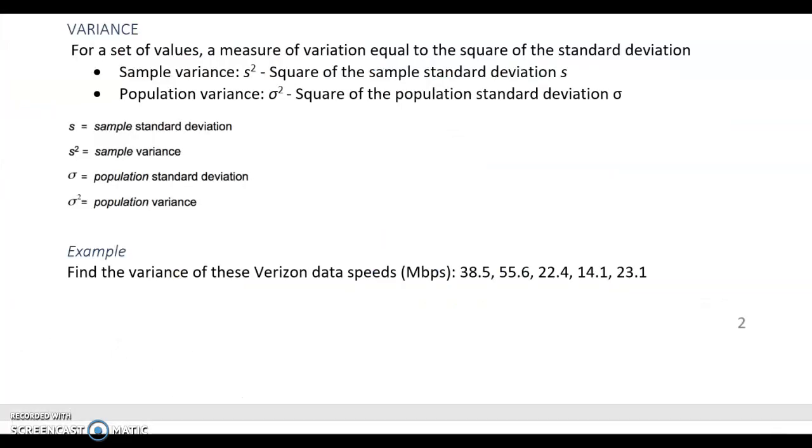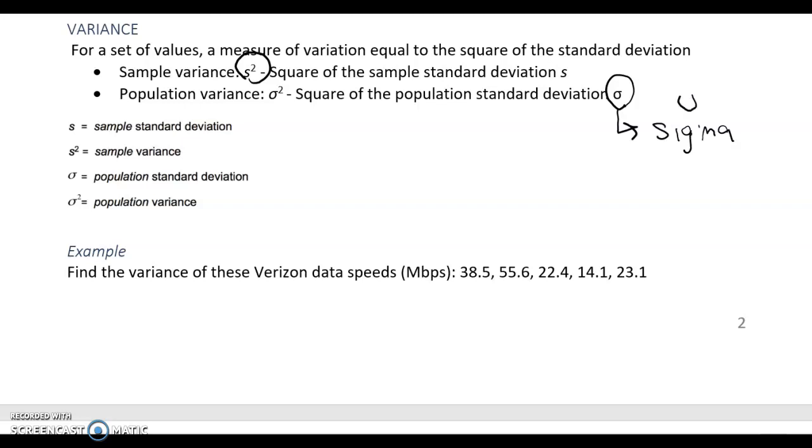Now that we know how to calculate standard deviation, variance is simple to calculate. It's simply the square of the standard deviation. For a set of values, a measure of variation is equal to the square of the standard deviation. For sample variance, we have S squared. For population variance, we have sigma squared. And I keep saying this here, but it's sigma.